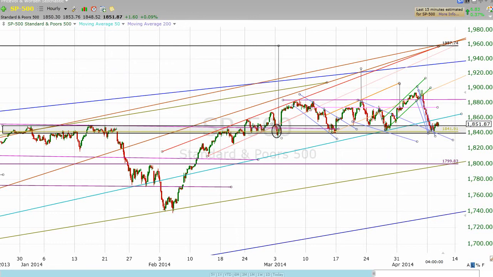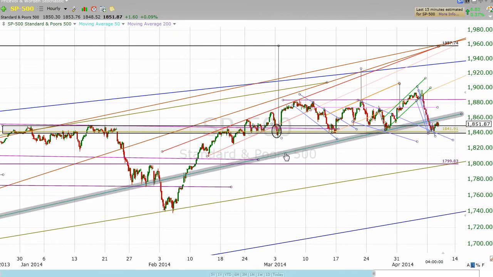But you can see that we got above that range and we have made 3 peaks over it, with the last one being higher than the previous 2. And it's looked at times like if we could close over 1900 that we would initiate a new leg up, but just can't yet get that close.